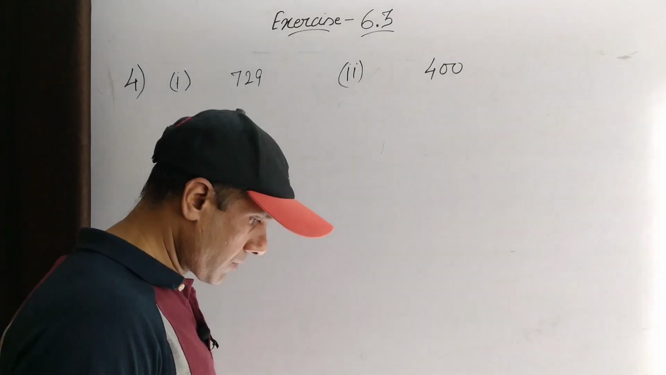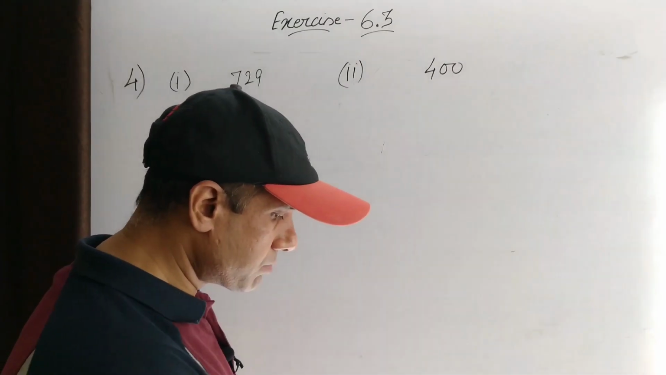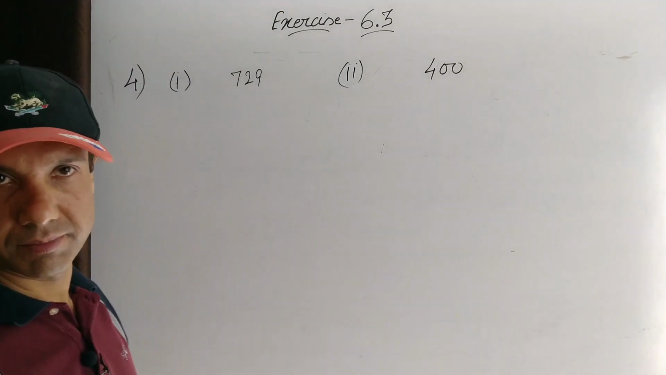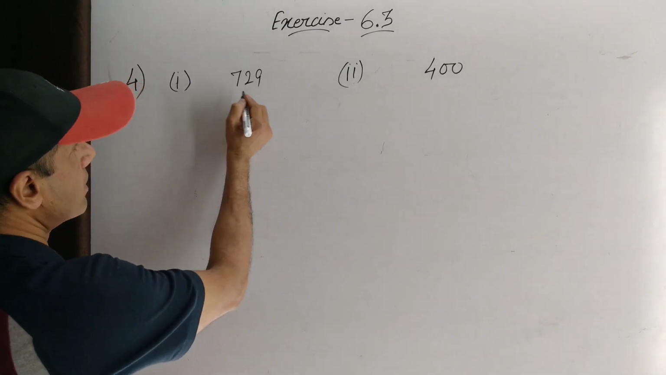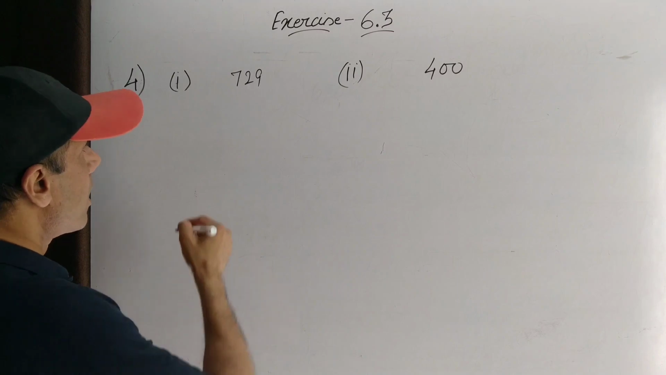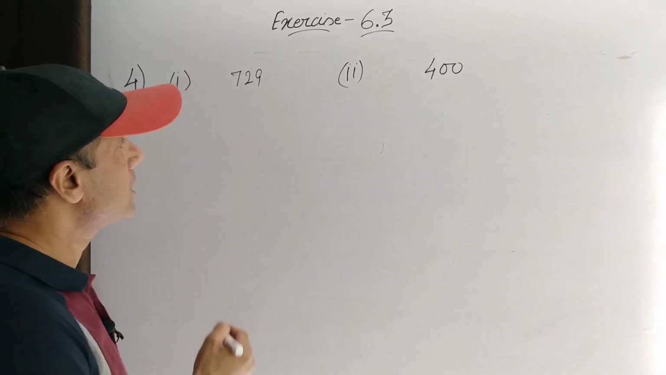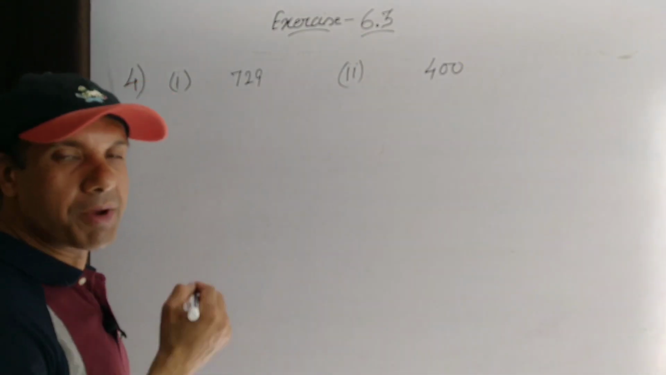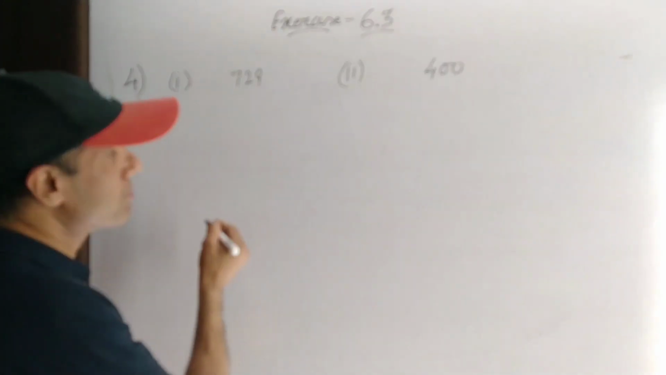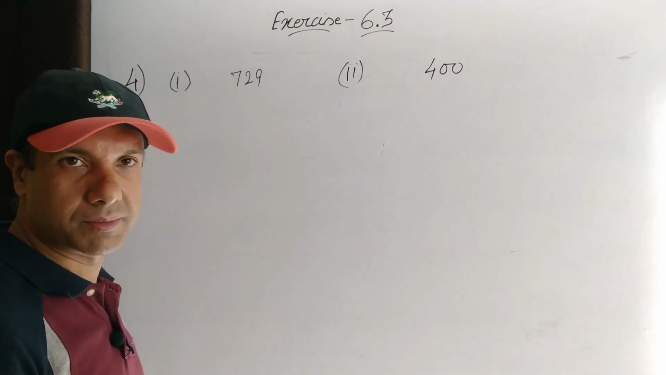Question number 4. Find the square roots of the following numbers by the prime factorization method. So we have to find the square root of this number by prime factorization. That means we'll keep on dividing this number by prime numbers, and those numbers will be factors of this number. Let's proceed.